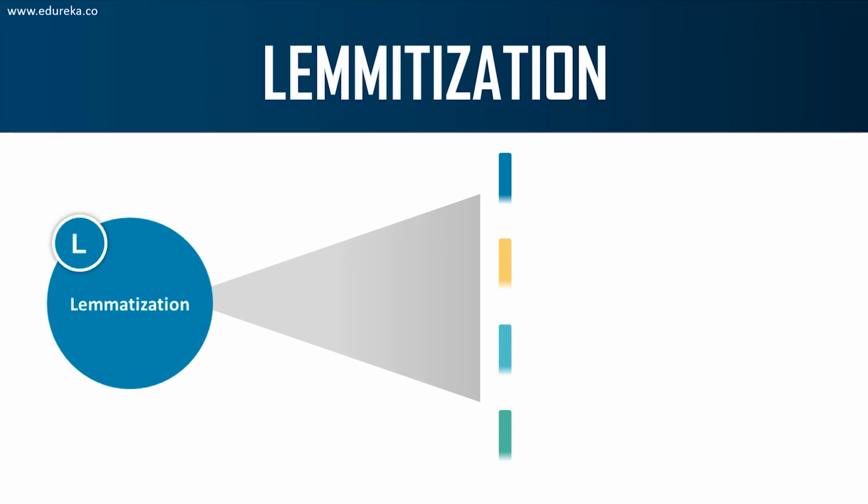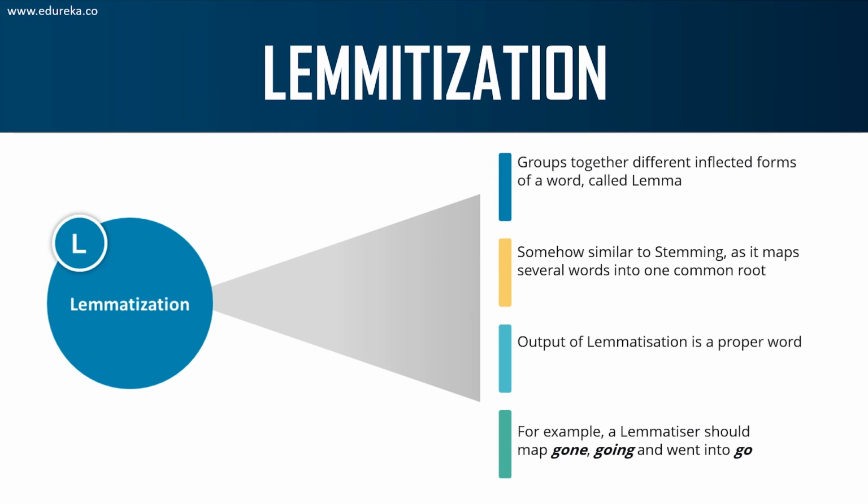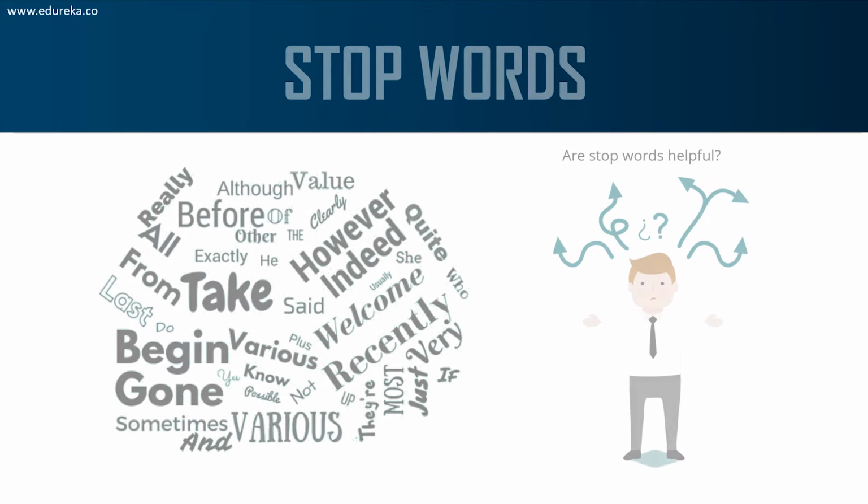But when it comes to lemmatization, it's going to understand the meaning of recap. Only then will it perform any sort of change in the word, or it'll cut down the word. So basically, it groups together different inflected forms of a word called lemma. Lemmatization is similar to stemming because it maps several words into one common root, but the output of a lemmatization process is always a proper word. An example of lemmatization is to map gone, going, and went into go. Gone, going, went, all of them mean go. So basically, by lemmatization, you can just output the words as go. That is what lemmatization is.